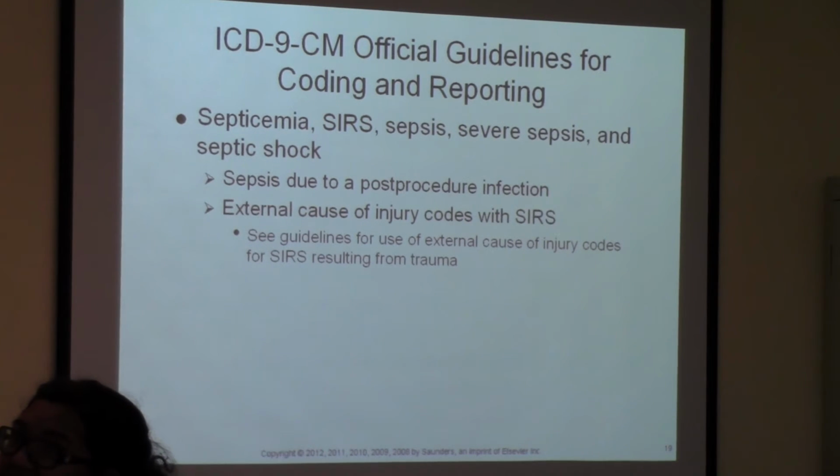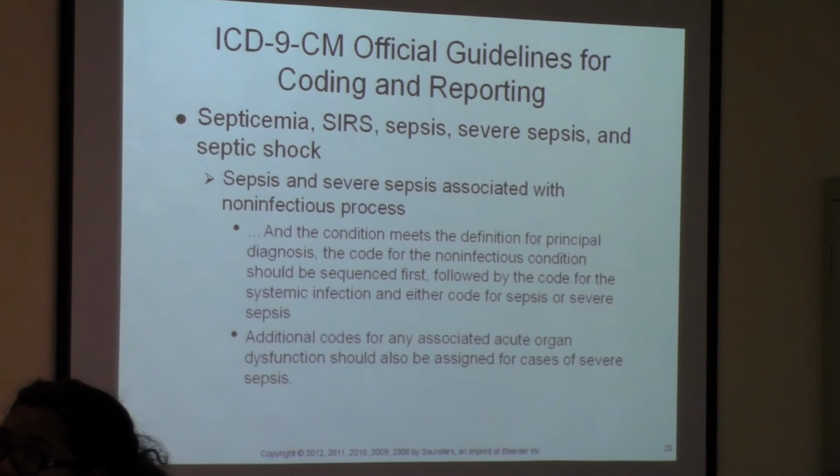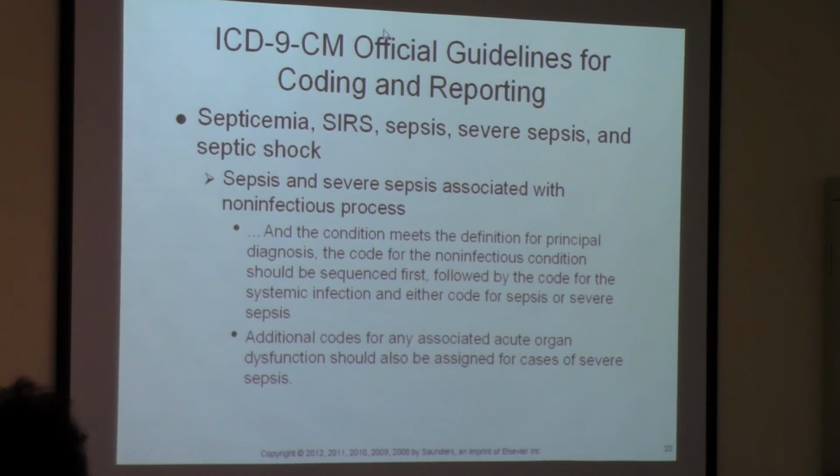Okay, sepsis and severe sepsis associated with a non-infectious process. The condition that meets the definition for principal diagnosis, the code for the non-infectious condition should be sequenced first, followed by the code for systemic infection, and either the code for sepsis or severe sepsis. So that's like if you have a fracture or burn, and then all of a sudden you become septic. We talk about non-infectious process in the burn section. Let me go back.